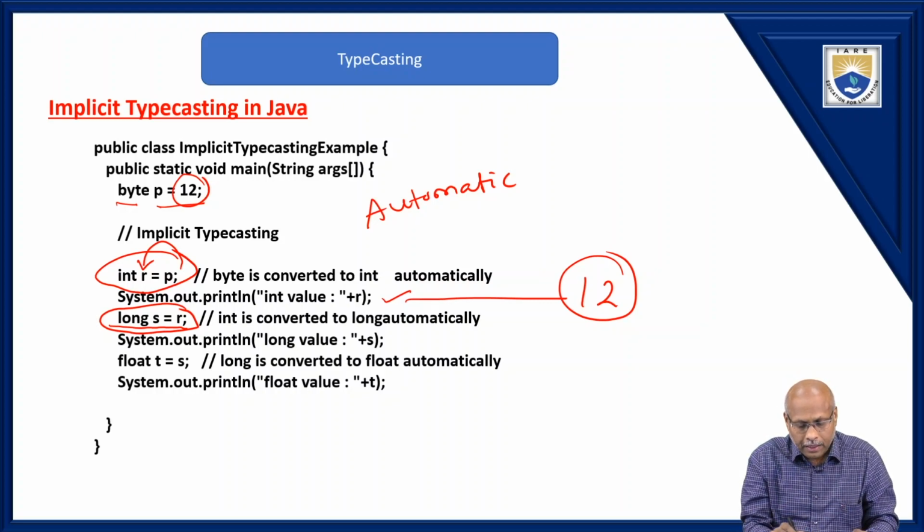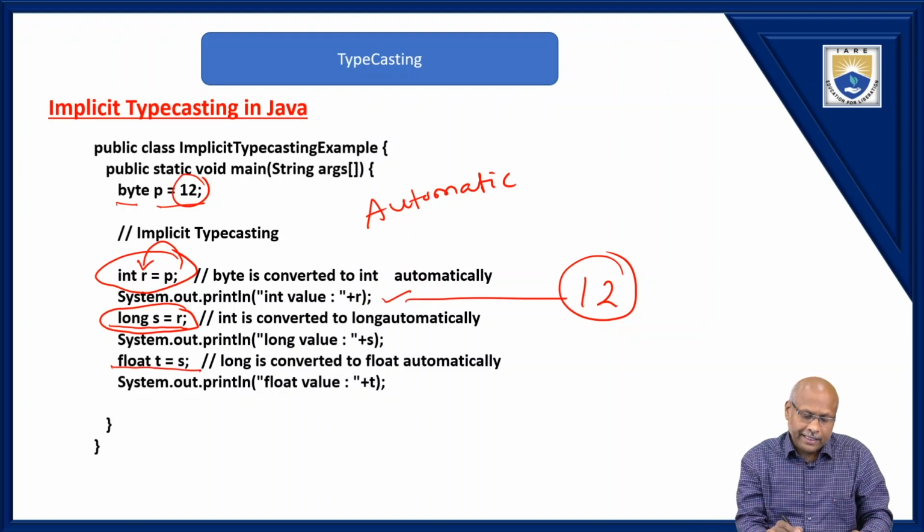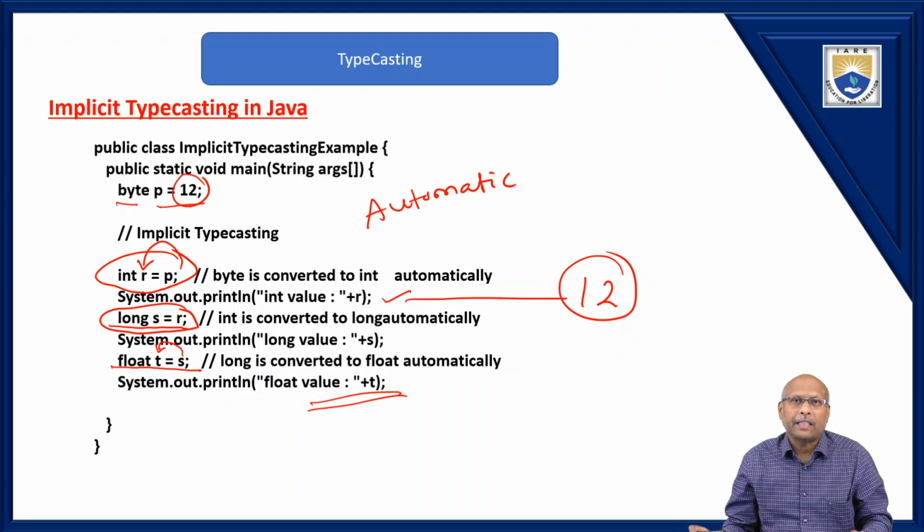Similarly here, float t equal to s. That means s is my long type, whereas t is float type. Now when you assign, it will automatically convert into float. Now print the value of t. So this is a simple example of implicit typecasting. Remember, the lower data type can be converted into higher data type automatically. This type of typecasting is called implicit typecasting, also called automatic typecasting, or also called widening typecasting.